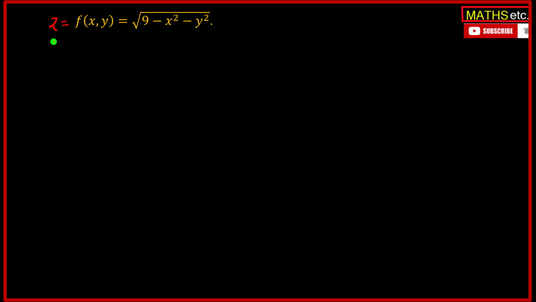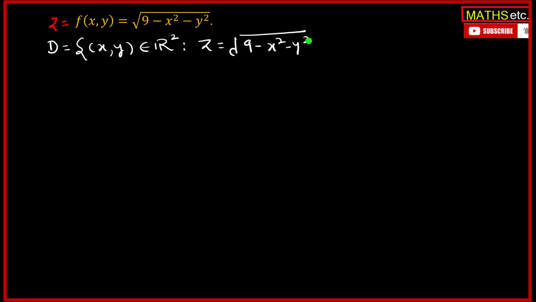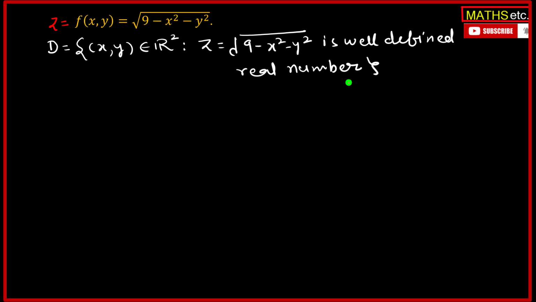Now how do we define the domain of a function of two variables? Suppose D represents the domain. So the domain will be the collection of all ordered pairs (x, y) in the xy plane, the two-dimensional plane, such that z equals the square root of 9 minus x squared minus y squared is a well-defined real number.